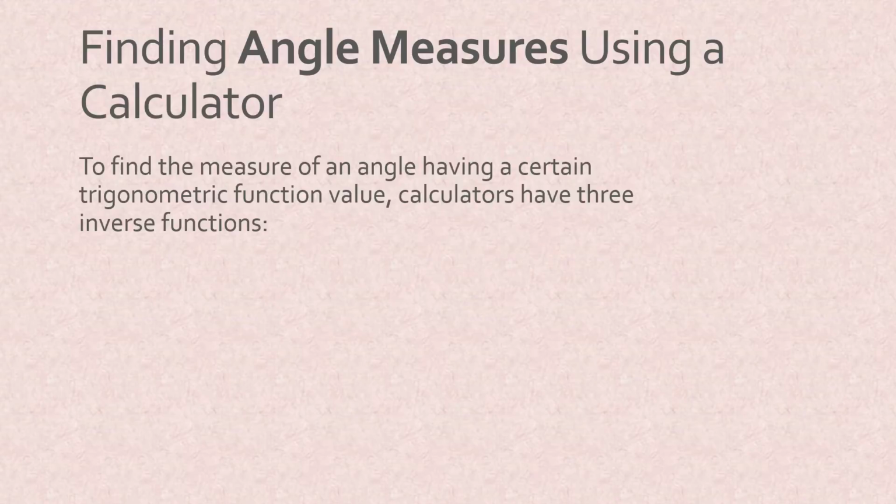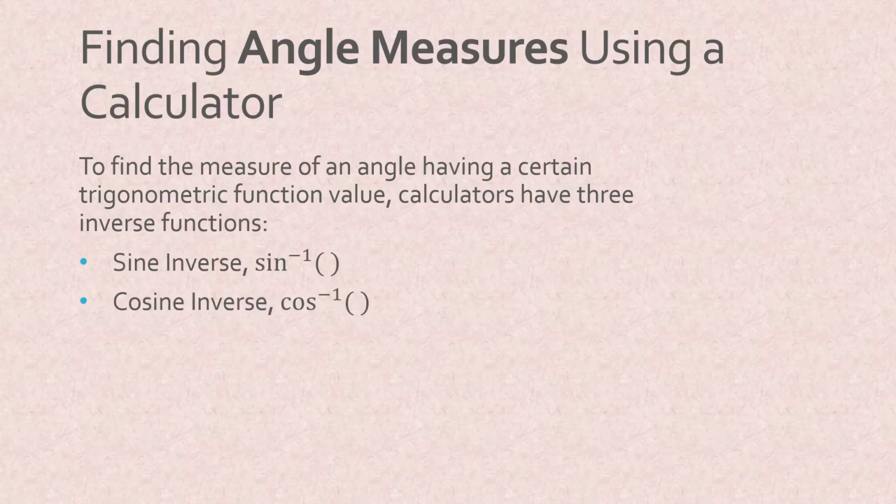However, suppose you have a situation where you need to find the measure of an angle having a certain trigonometric function value, and you need the calculator, which has three inverse functions: sine inverse, which is sine to the -1, cosine inverse, which is cosine to the -1, and tangent inverse, which is tangent to the -1.